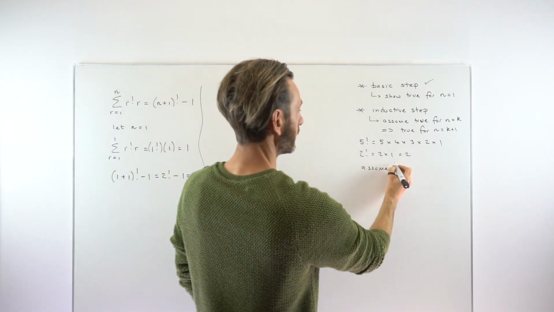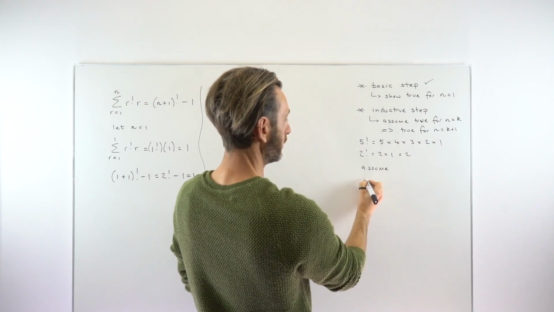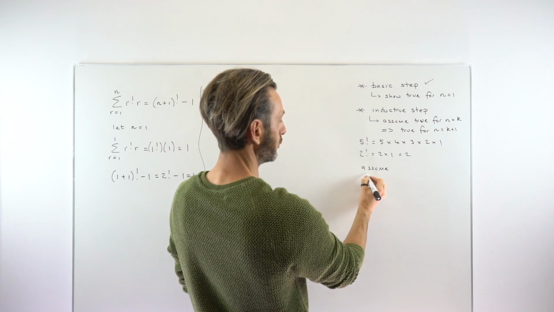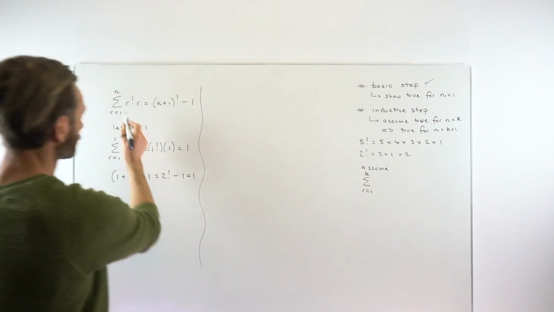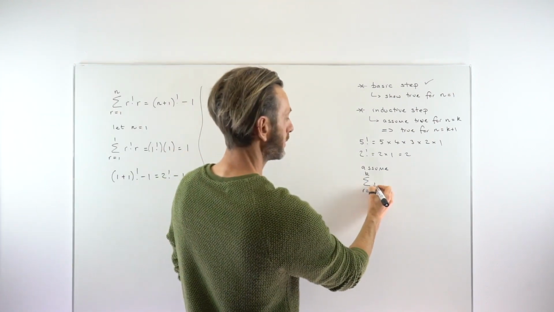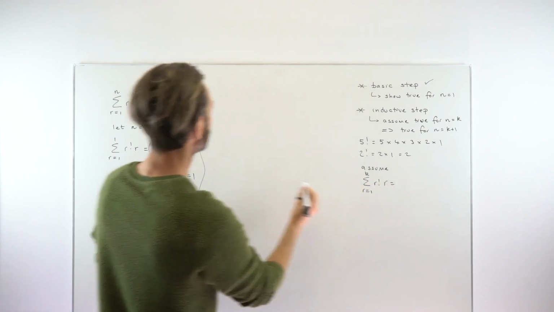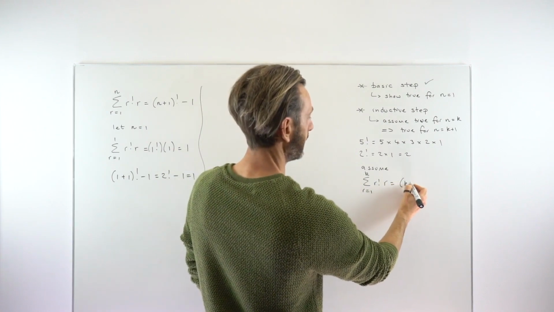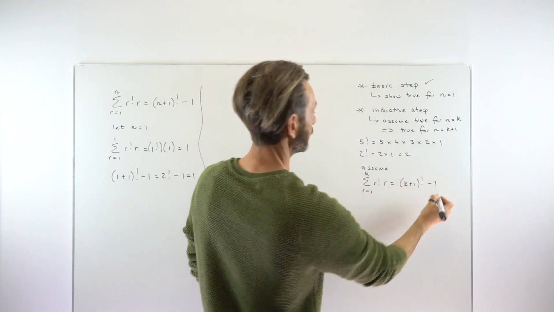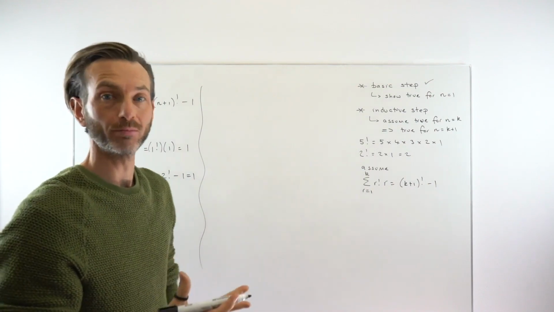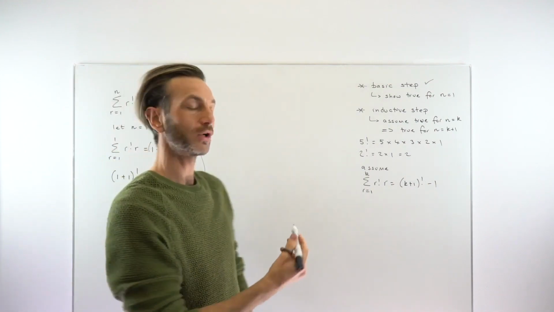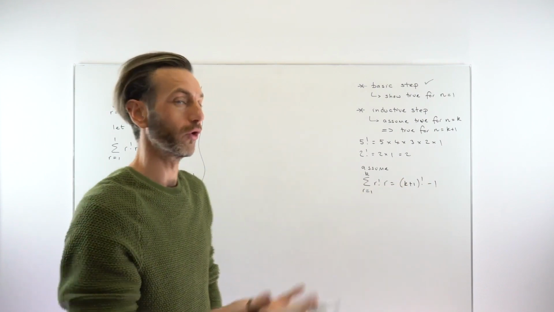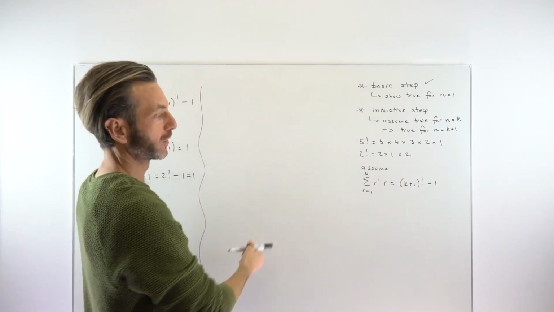So we're going to assume that the sum from r equals 1 up to k of r factorial r is equal to k plus 1 factorial minus 1. So that's our assumption. We need to use that as part of the inductive step. If you find yourself doing one of these and you don't use your assumption, or you don't have an assumption, then something's gone wrong. You need to use that, and we're going to use that later on in our working.